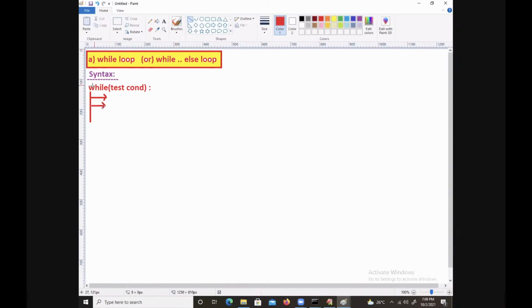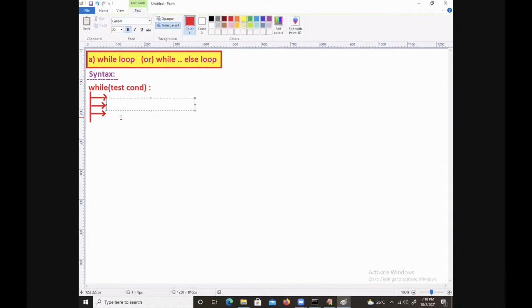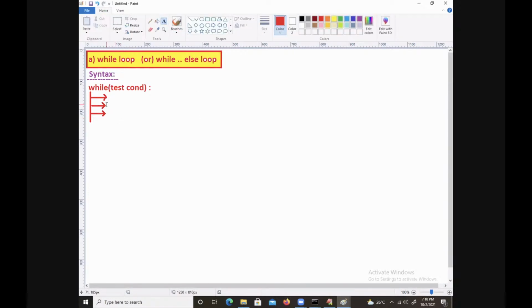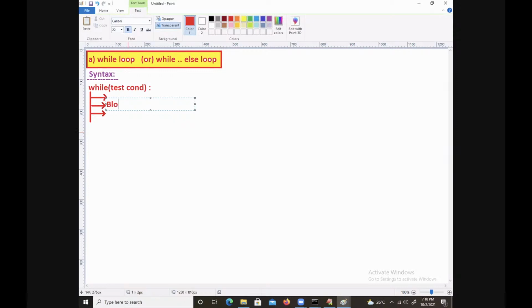So initialization of the while loop is not a part of its syntax. If you want, I can write it. Inside of it, what we will write? Operation related logic, and updation related logic also. These lines indicate the block of statements.